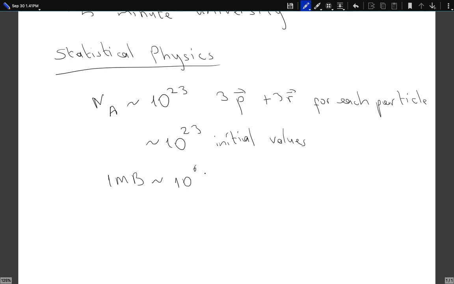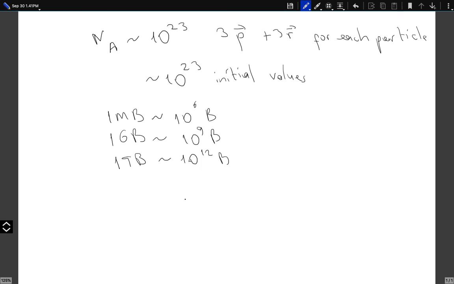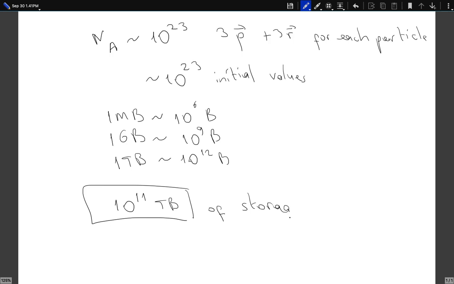Well, that is what I find easy. This is 10 to the power 6 bytes. 1 gigabyte is 10 to the power 9 bytes. 1 terabyte is 10 to the power 12 bytes. How much do we need? We need around 10 to the power 11 terabytes of storage just to store the initial values.